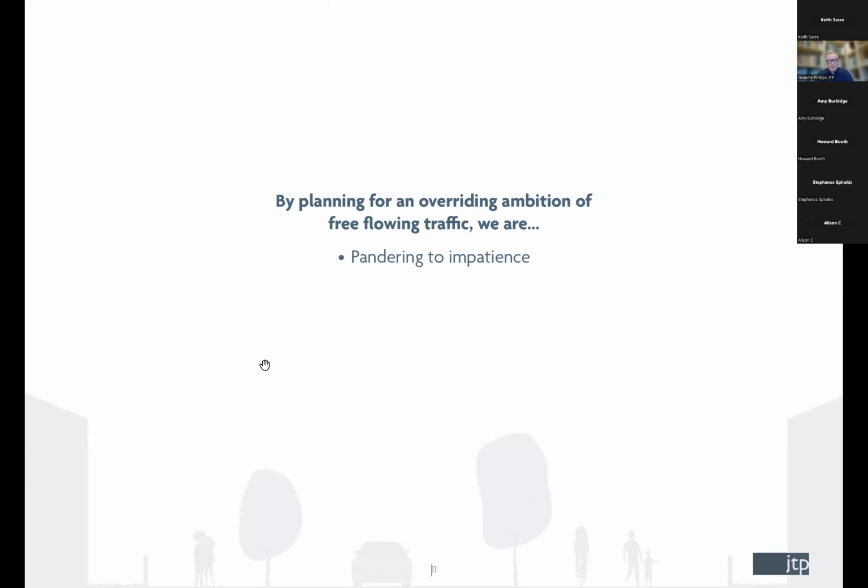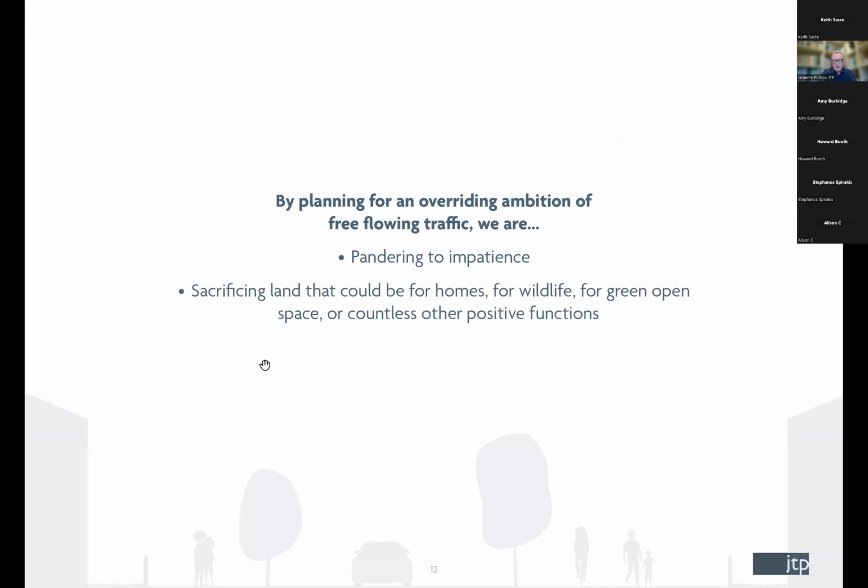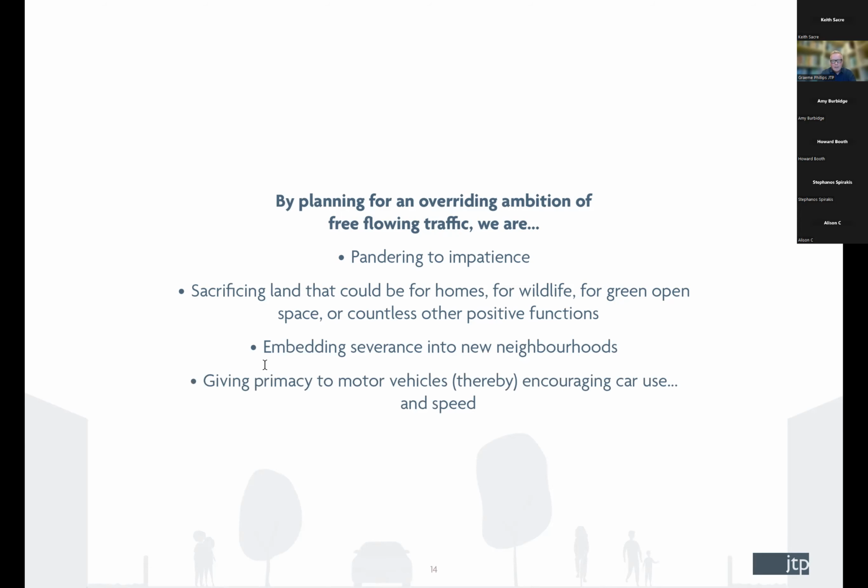However, if we continue to plan for this sort of ambition of free-flowing traffic, I would say we're effectively pandering to impatience. You know, some people get used to sitting in queues. I think we're, as a result, sacrificing land that could be for better things. Amy touched on this, SUDs and landscaping, and of course, space for trees within the urban realm and within the public realm. We're embedding severance, you know, homes that are way apart from each other. This doesn't create great communities when roads are dividing people, literally spreading them apart.